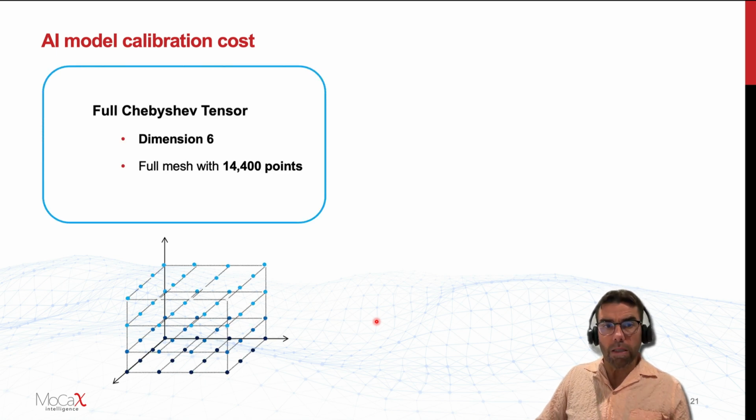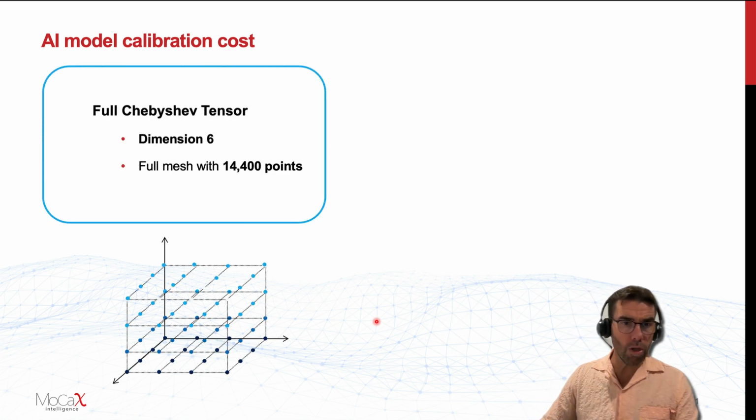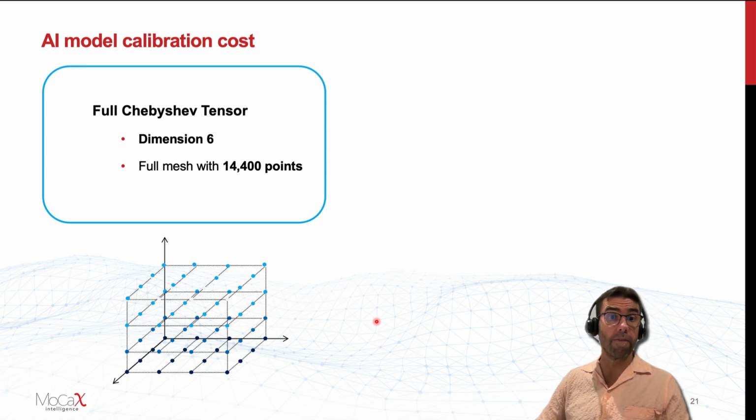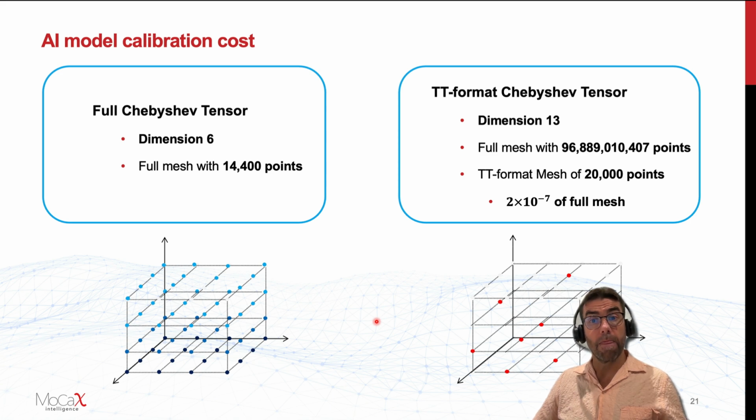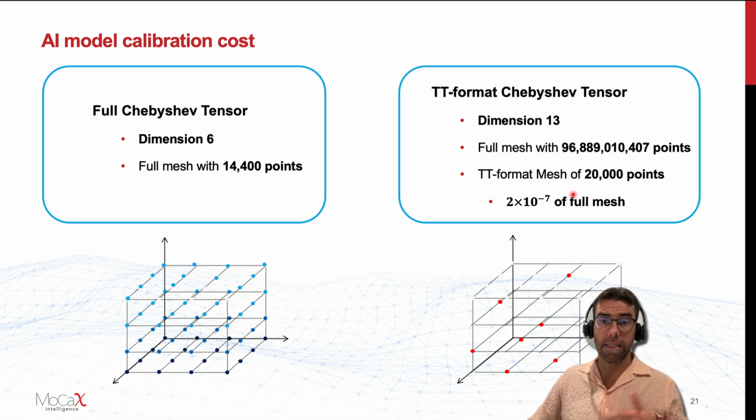In the first one, when dimensions is 6, we are going to use a full mesh of 14,400 points. In the second option, in TT format, the dimension, as I said before, is 13. The full mesh has over 96 billion points, which is too much, obviously. So we're going to use a small proportion of them. We're going to use 20,000 points, as I explained before. They are represented by these red dots. And then from these 20,000 points, we are going to calibrate the TT format tensor to the full tensor.